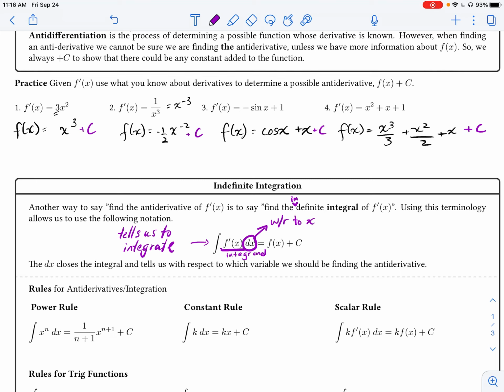This doesn't have any particular math effect, so don't think of it necessarily as multiplying by anything. It is simply letting us know what variable we are integrating with respect to. So when you see that symbol, we're told that we need to integrate our integrand, and we're doing it with respect to this x. Okay? And the result is going to be a family of functions. And again, in the next unit, we'll talk about how to find what we call definite integrals.